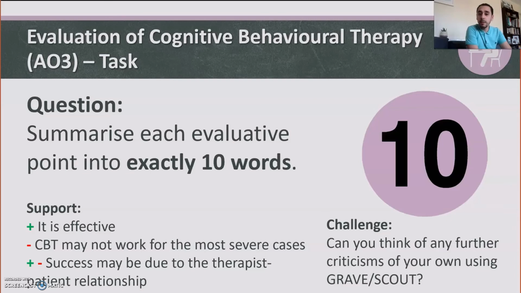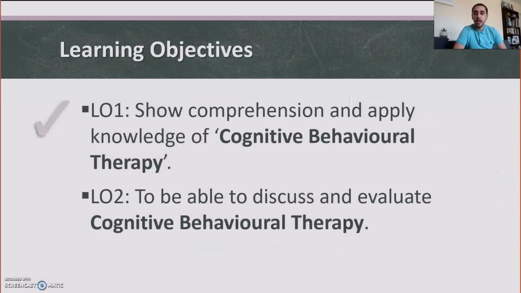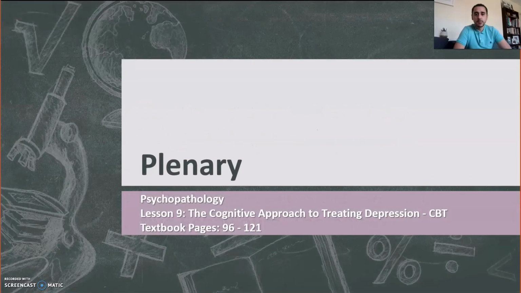So, can you summarize each evaluative point into exactly 10 words for us, please? Challenge yourself. Can you think of any further criticisms of your own using the GRAVE and SCOUT technique? If you're not sure what those are, have a look at the front of your booklets. And that's the evaluation. Okay? To be able to discuss and evaluate cognitive behavioural therapy, we've done it. Let's move on to the plenary.